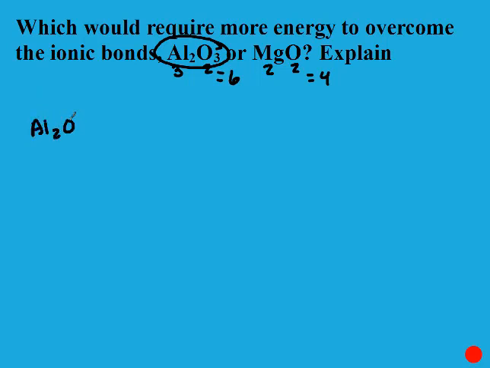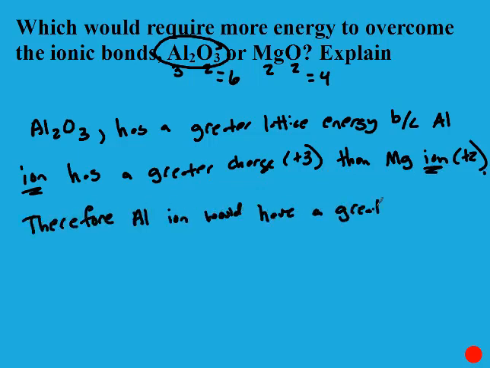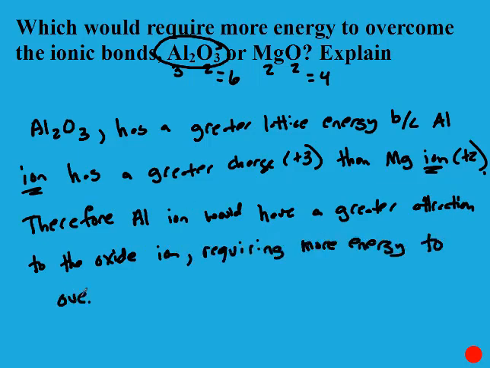So when you're writing out your answer, make sure that you start with the actual answer. So aluminum oxide has a greater lattice energy because aluminum ion, so this is an ion, has a greater charge, which is a +3, than magnesium ion, which has a +2. So then, what does that greater charge mean? It means that aluminum ion would have a greater attraction to that oxide ion, requiring more energy to overcome the ionic bond.